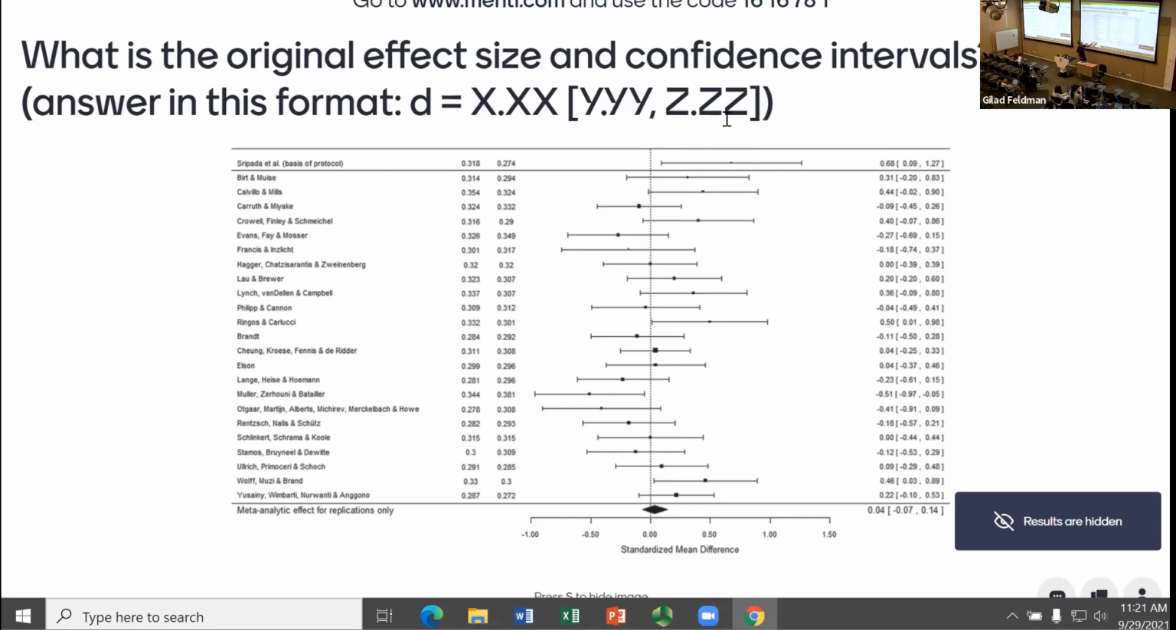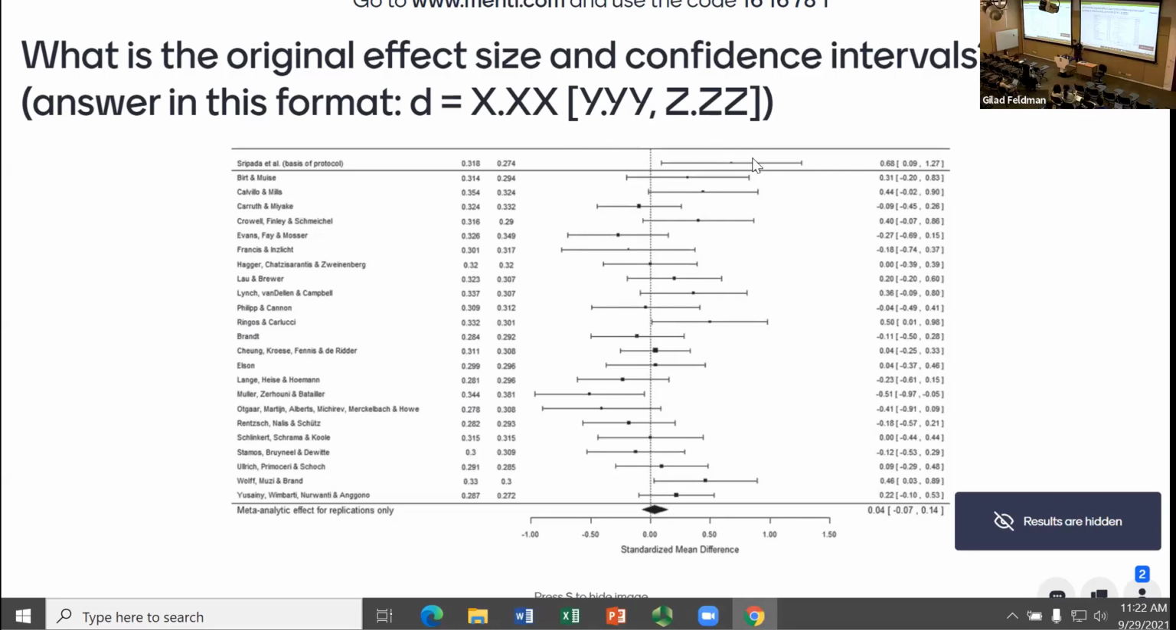So looking at this, I don't know if you can see from very far or not, but what is the effect size and confidence intervals for the original effect of ego depletion? What's the way to approach this? Where is the original? The first row. Okay. What are the first two numbers? Experimental condition and control condition. So these numbers are what? The means of these two conditions.